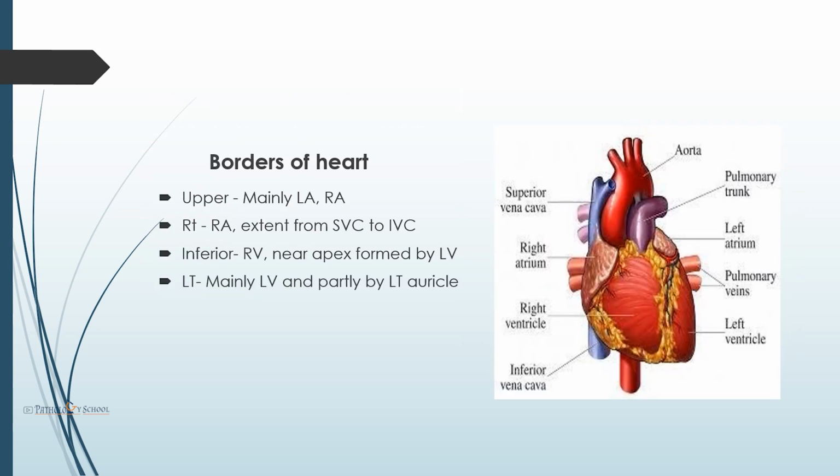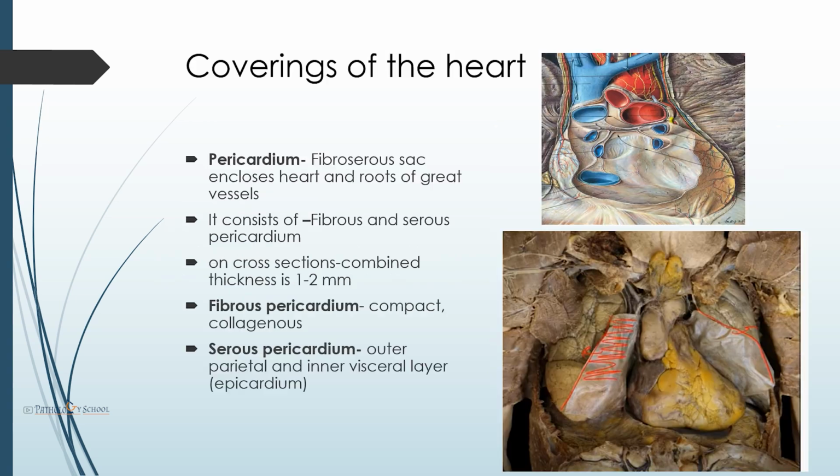Borders of the heart: the upper border, which is slightly oblique, is mainly formed by the left atrium and right atrium. The right border is formed by the right atrium, extending from the superior vena cava to the inferior vena cava. The inferior border is formed by the right ventricle and near the apex by the left ventricle. The left border is oblique and curved, mainly formed by the left ventricle and partly by the left auricle.